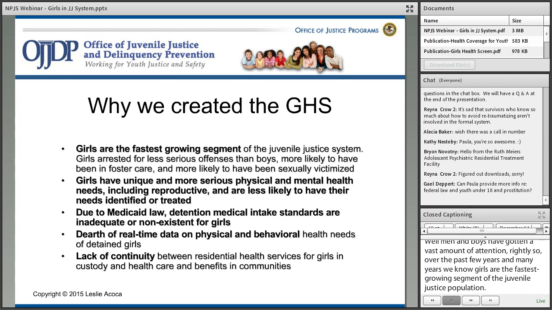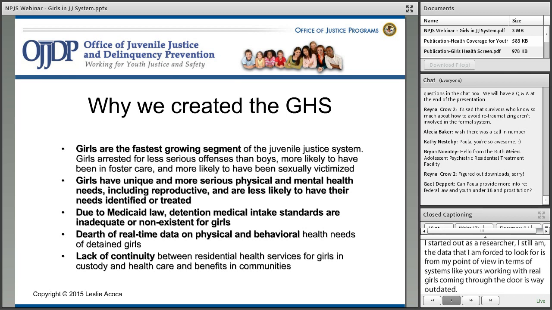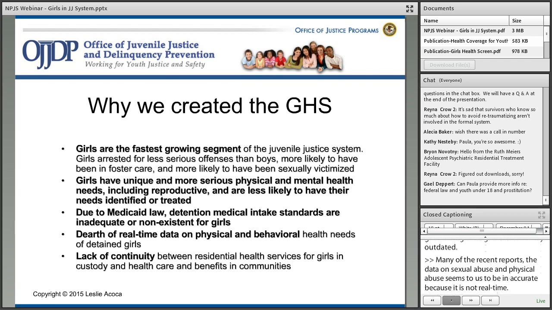This dearth of real-time data is really important to me. I started out as a researcher, I still am, but the data that I am forced to look for is, from my point of view, in terms of systems like yours, working with real girls coming through the door, way outdated. And many of the recent reports, the data on sexual abuse and physical abuse seems to us to be inaccurate because it's not real time. So we really focused on getting real-time data on what's actually going on with trauma, health, and mental health for those girls as they walk through your door.